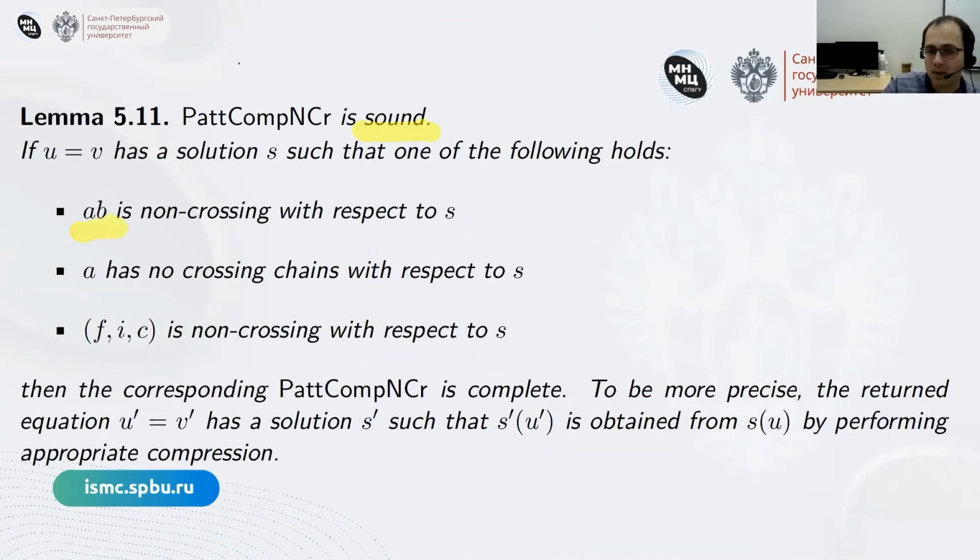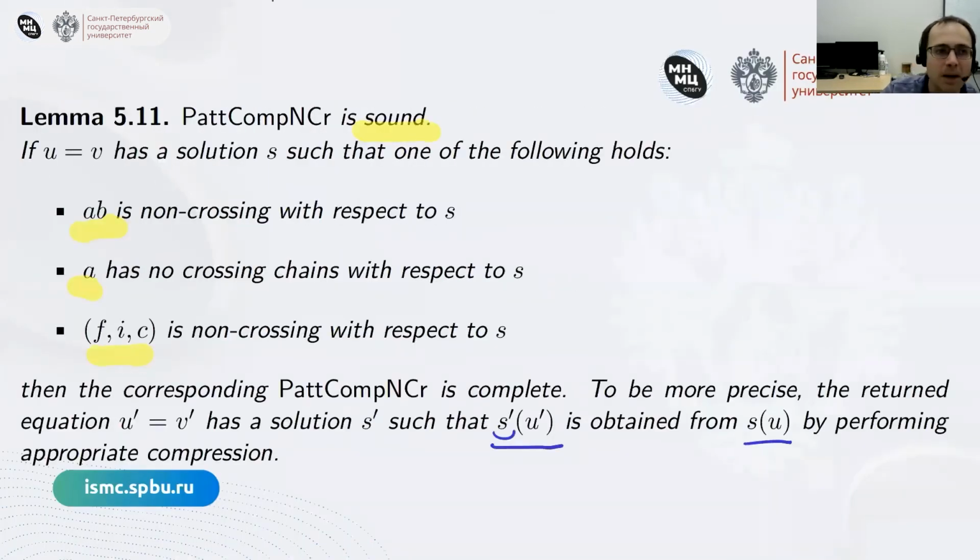Okay, so if AB is a non-crossing pair with respect to this solution, then the compression is complete with respect to this solution. Moreover, if A has no crossing chains with respect to a solution, then compression of A chains is complete, and if FIC is non-crossing, then performing this subpattern compression is complete. To be more precise, what we actually claim is that after replacing this subpattern, we get a new equation which has a corresponding solution, such that this new solution applied to the new term is just the old solution applied to the old term, on which we perform the appropriate compression: the AB pair compression, A compression, or FIC compression.